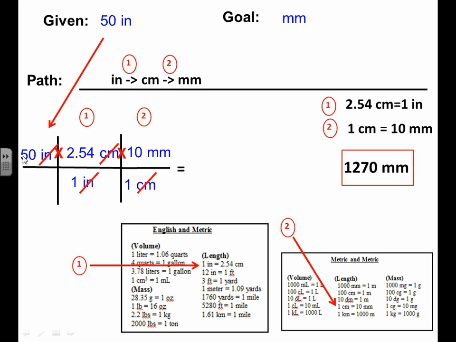So you're going to get 50 times 2.54 times 10 millimeters divided by 1 times 1, which is just whatever. And there you go. 50 times 2.54 times 10 millimeters gives you that answer of 1,270 millimeters. Congratulations. You just learned how to do dimensional analysis. But let's ramp this up a little bit. I would like you to please continue on to the next set of notes.